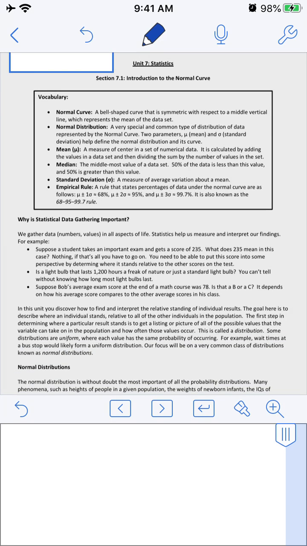Alrighty, statistics is kind of like the opposite of probability, but this year we're going to put them together. Freshman year you did stats, sophomore year you did probability a lot. This year we're going to combine the two into what we call statistics. But we're going to start with something called the normal curve, something that's used a lot in statistics.